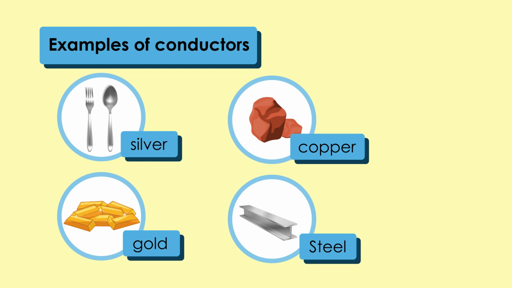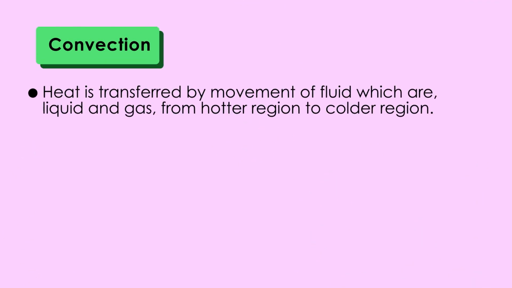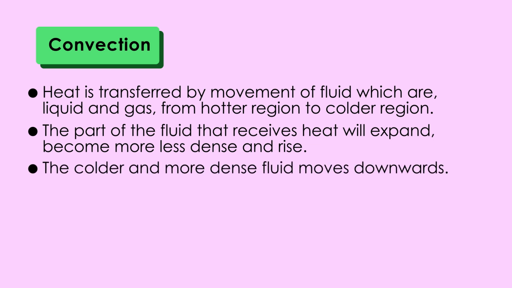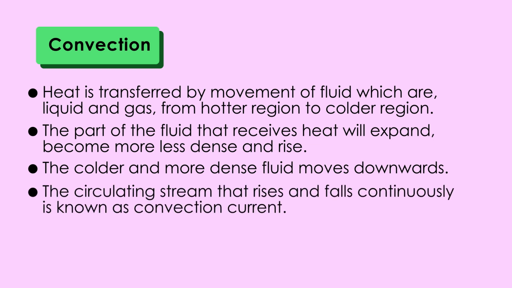Second, heat can also be transferred by convection. Heat is transferred by movement of fluid, which are liquid and gas, from hotter regions to colder regions. The part of the fluid that receives heat will expand, become less dense and rise. The colder and more dense fluid moves downwards. The circulating stream that rises and falls continuously is known as convection current. Let us look at another example of convection processes in daily life.